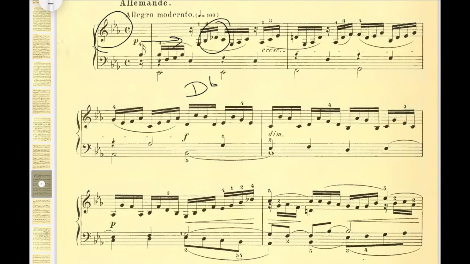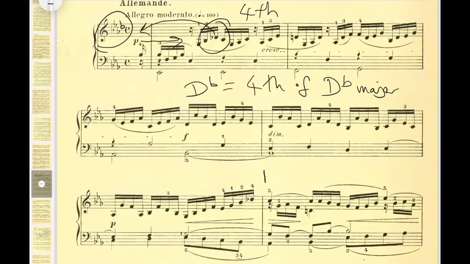So my story is if you see the lowered note, it'll most likely be the fourth of the key it's modulating to. So in what scale is D flat the fourth note? Well, that's pretty easy. In fact, another way you can do it is if we added the D flat to this key signature, if I may be so bold, we would have A flat major. So D flat equals fourth of A flat major.